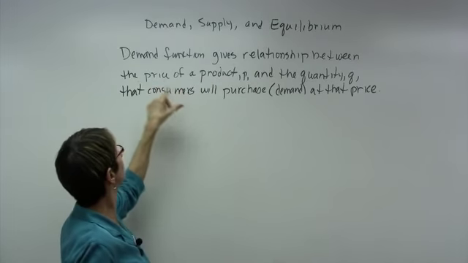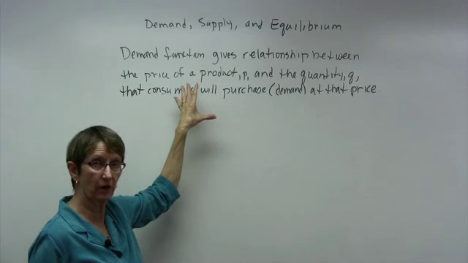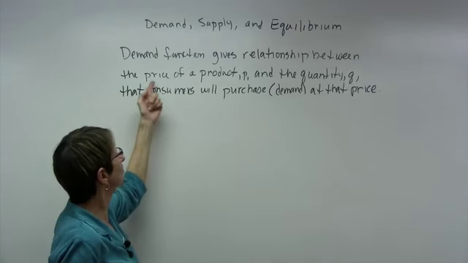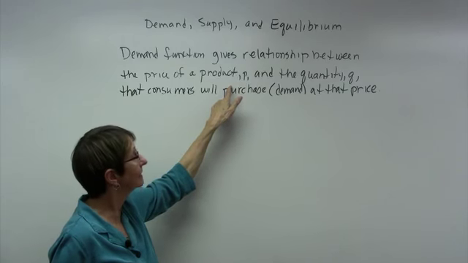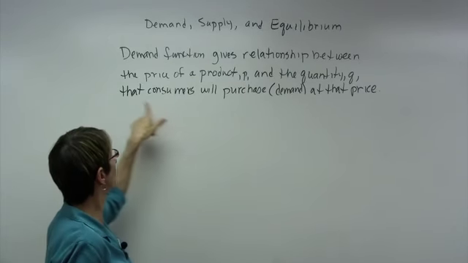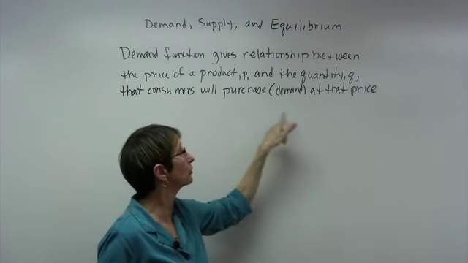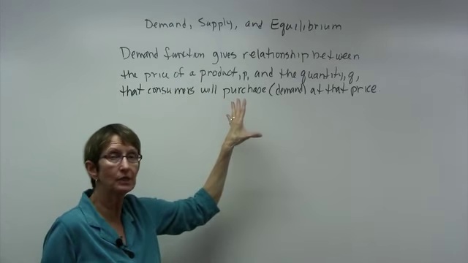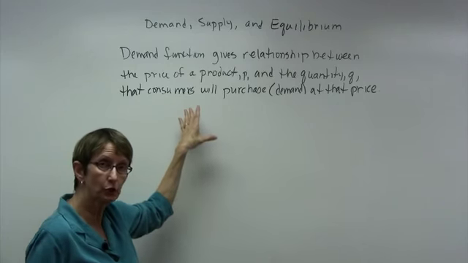In this segment, we're going to talk more about the demand function. Remember, the demand function gives a relationship between the price of a product P and the quantity Q that consumers will purchase or demand at that price. So a demand function is from the point of view of the consumer.